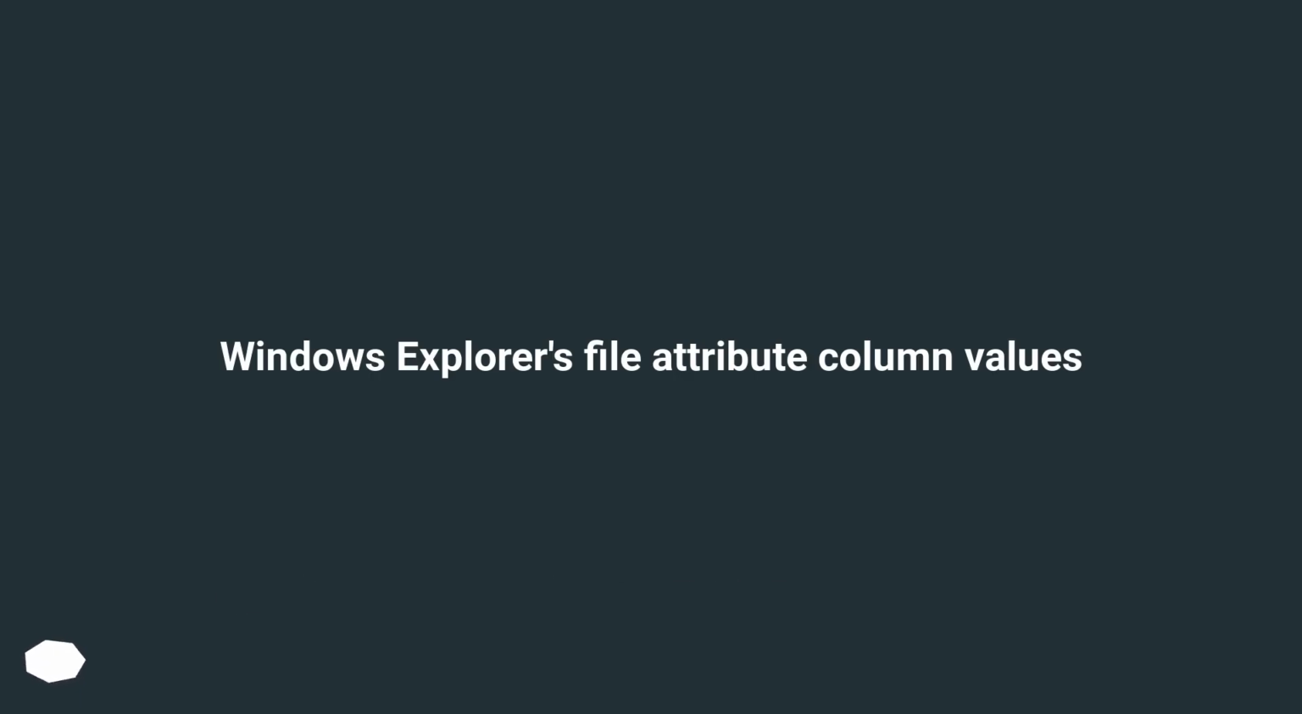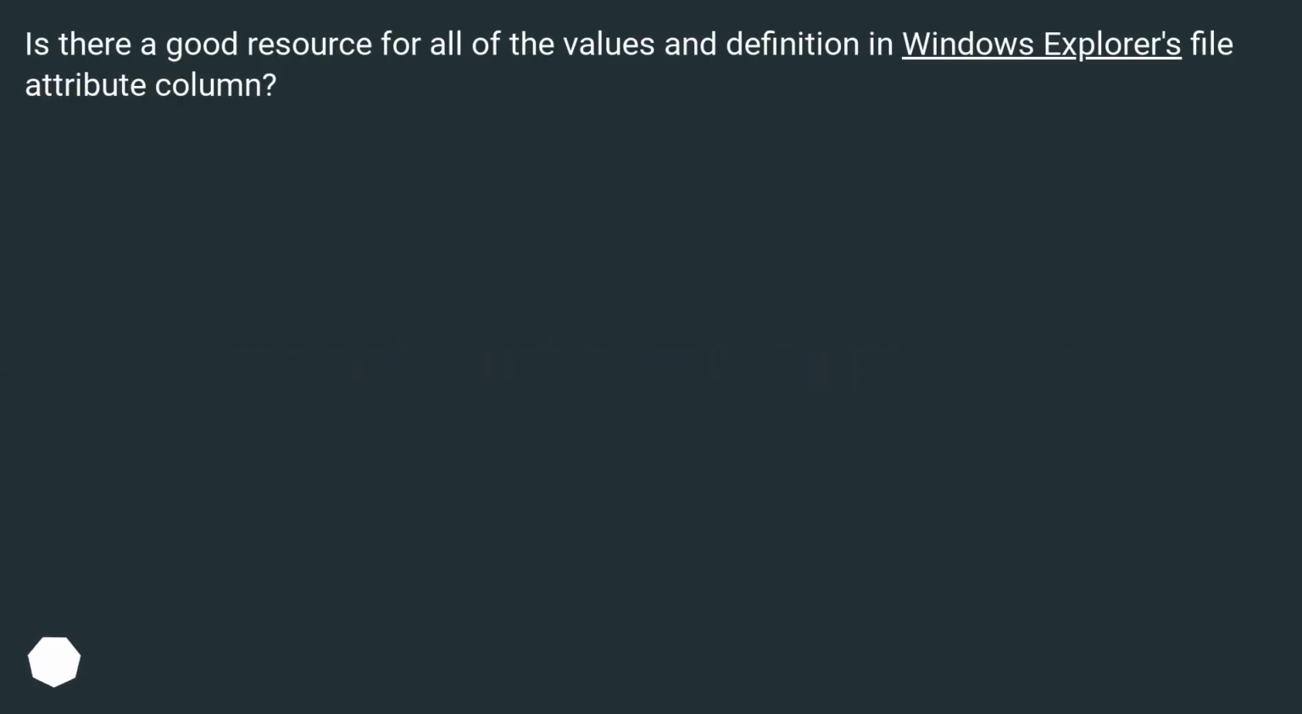Windows Explorer's file attribute column values. Is there a good resource for all of the values and definitions in Windows Explorer's file attribute column?